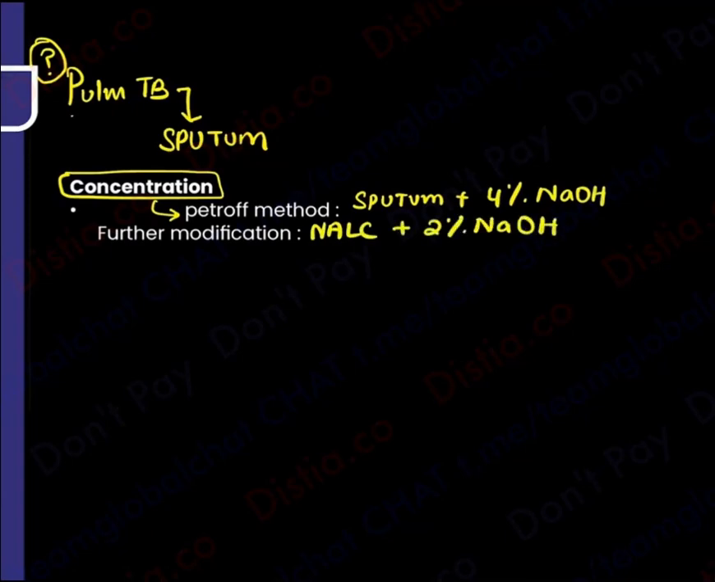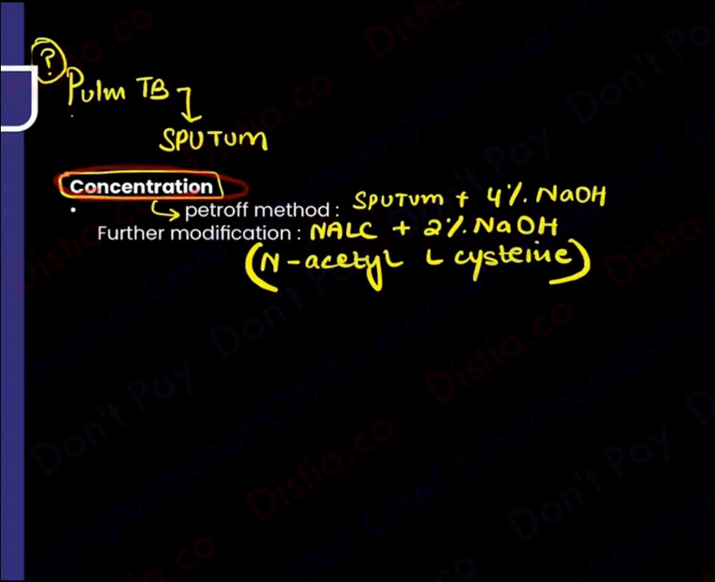That is what we are using nowadays, NALC, that is N-acetyl L-cysteine. That is what is going to be the current concentration method. Why do you want to concentrate? Because, as I told you, sometimes the sputum will not have many bacteria. You won't be able to pick it up. You want to increase the load, so you will concentrate the specimen. So collection is done, concentration is done.